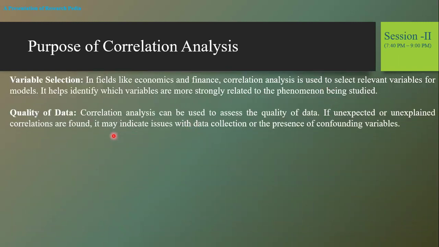The quality of data may also be checked using correlation analysis. Correlation analysis can be used to assess the quality of data. If unexpected or unexplained correlations are found, it may indicate issues with data collection or the presence of confounding variables, which is considered as a mediating or moderating variable inclusion.